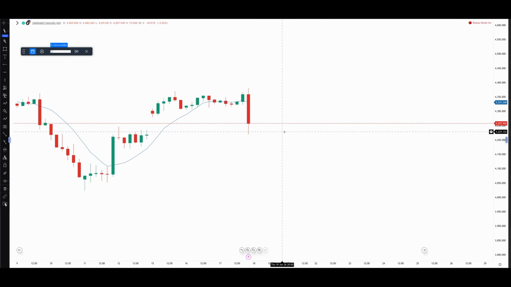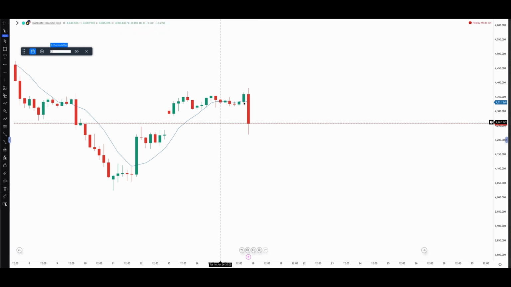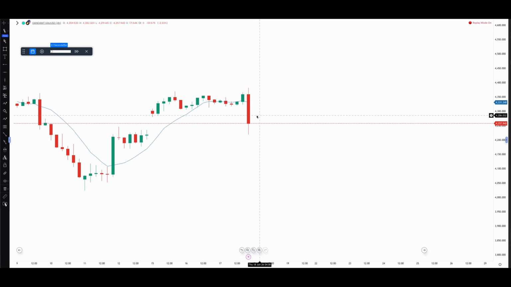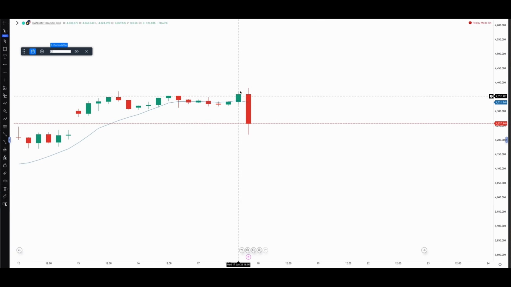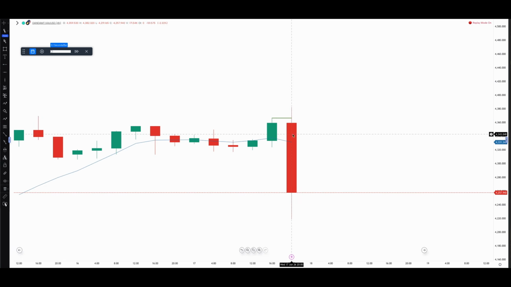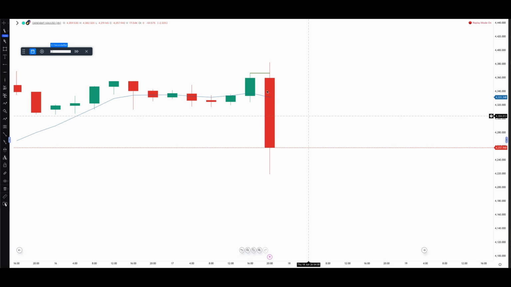You can see here we have a CRT formation that has already formed. So we had the previous candle being bullish. As you guys can see, this was a bullish candle, but its high was cleared by the current closed candle. This red candle cleared the previous bullish candle's high and it has closed bearish below the 20 period moving average. That is just for trend confirmation, by the way.